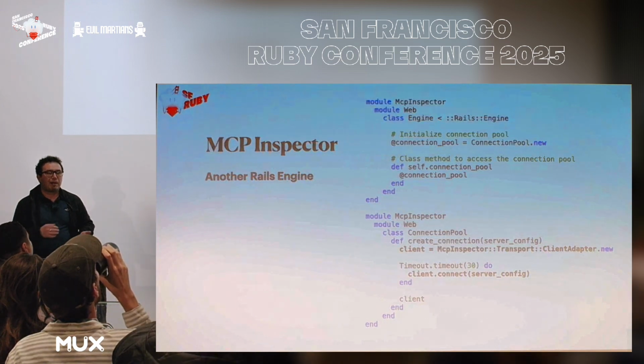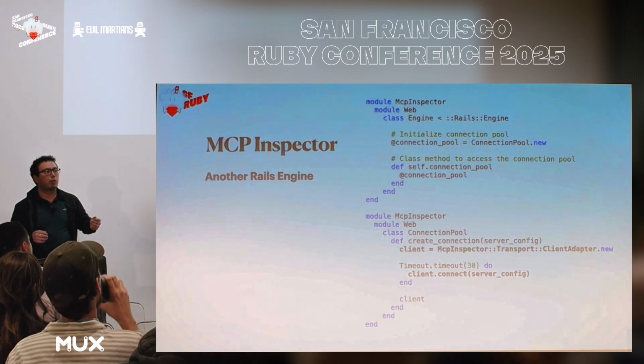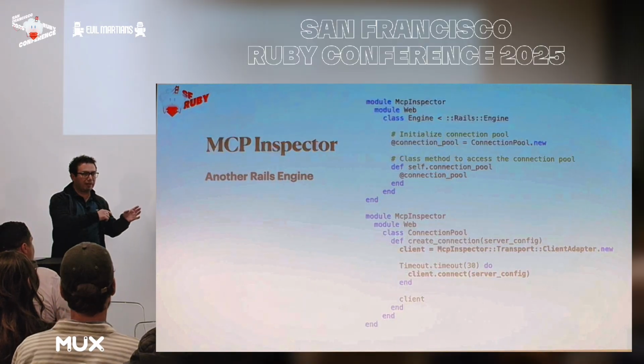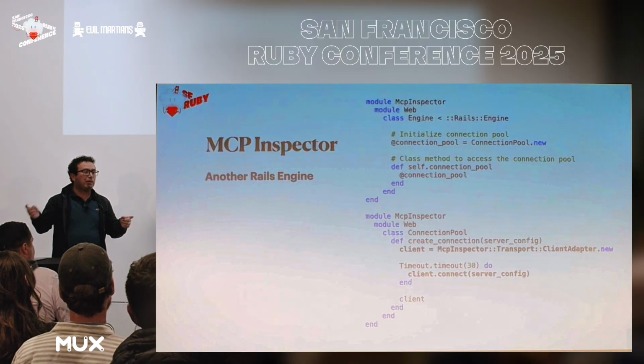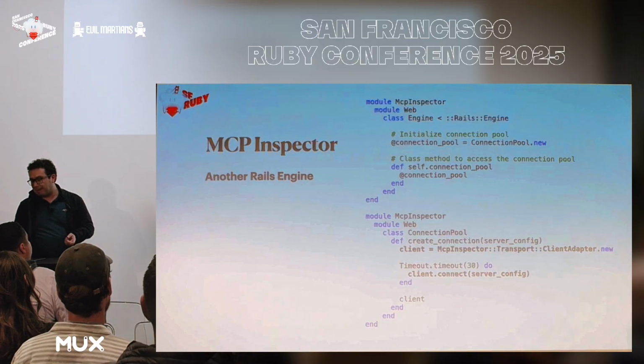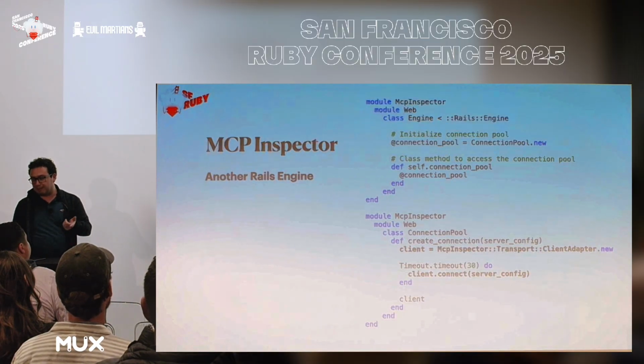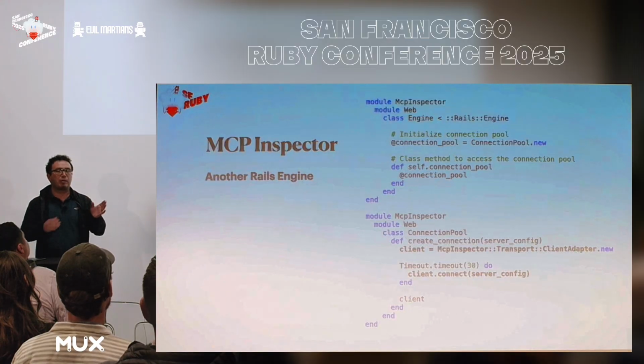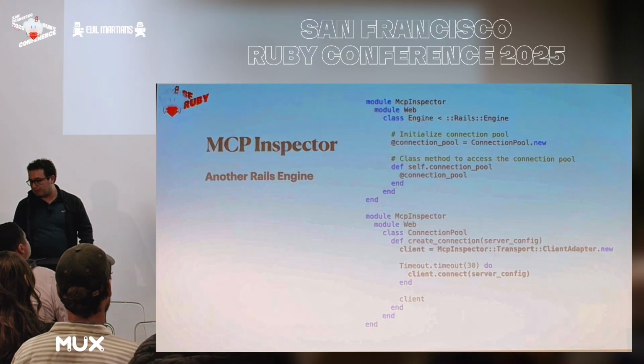So I had to come up with a connection pool. Once you connect to the MCP server, you don't have to do another request to connect, because it was going to be slower. So I created this connection pool that is basically just maintaining the connection once you already established it with the server.